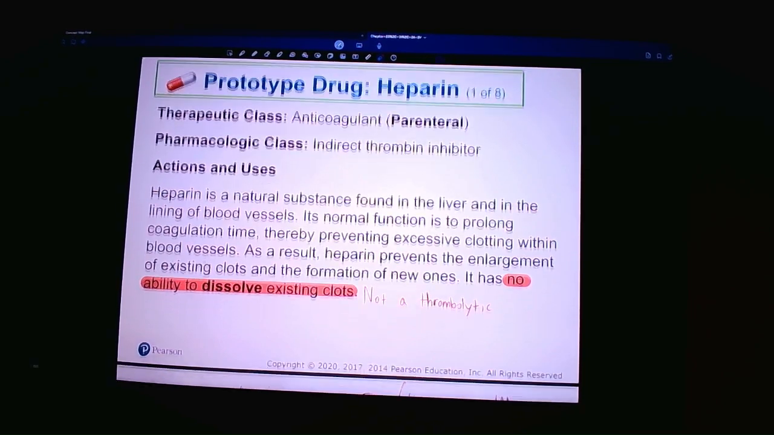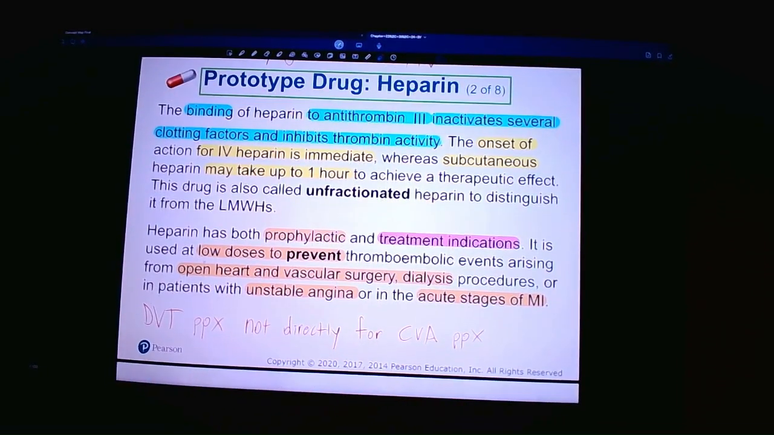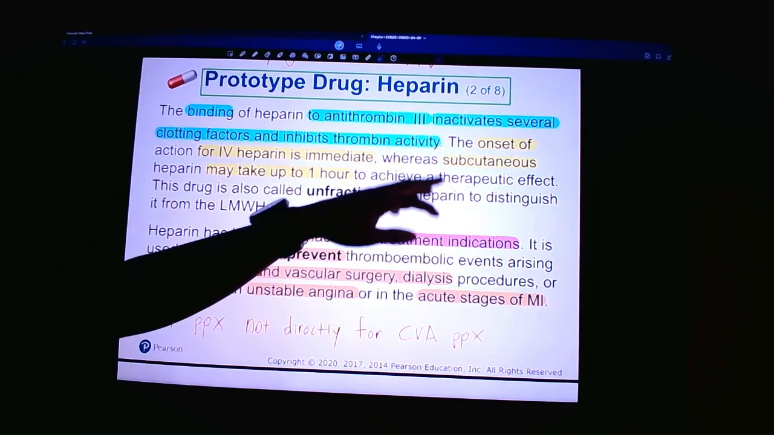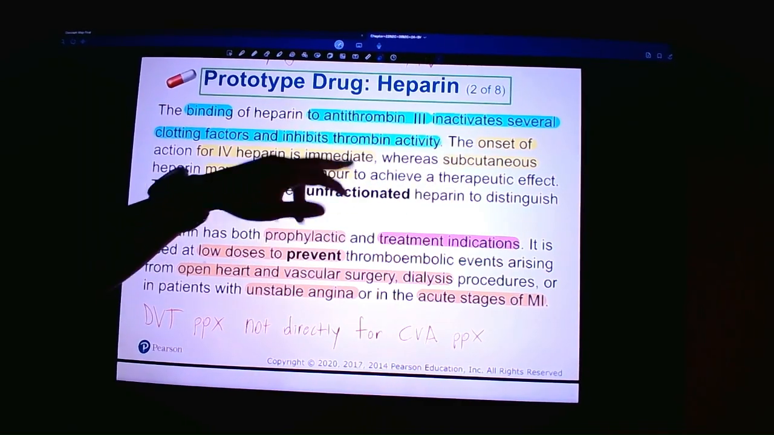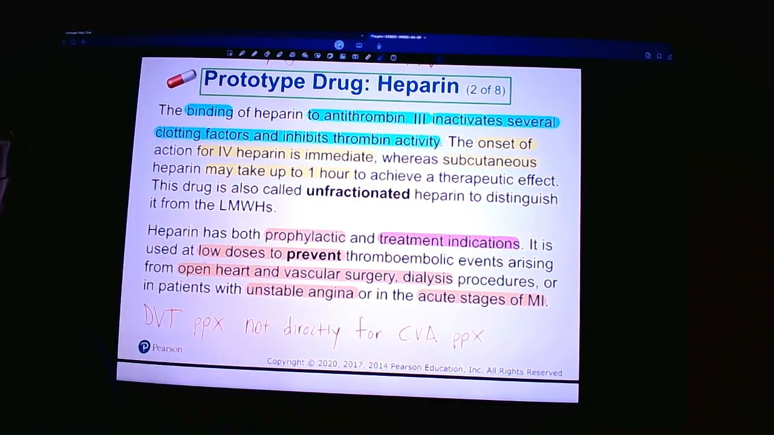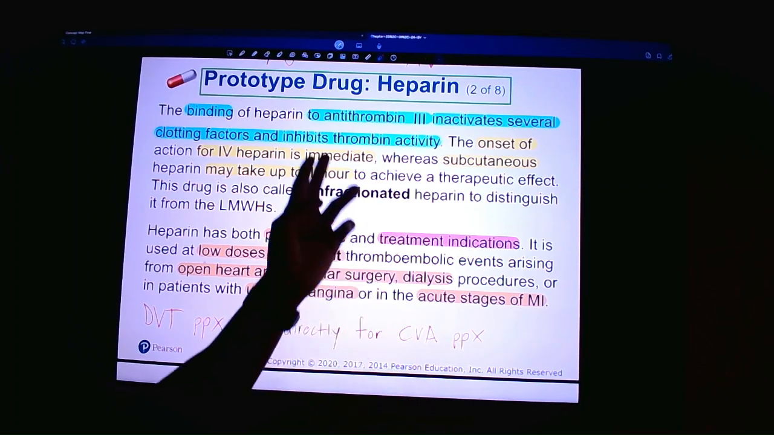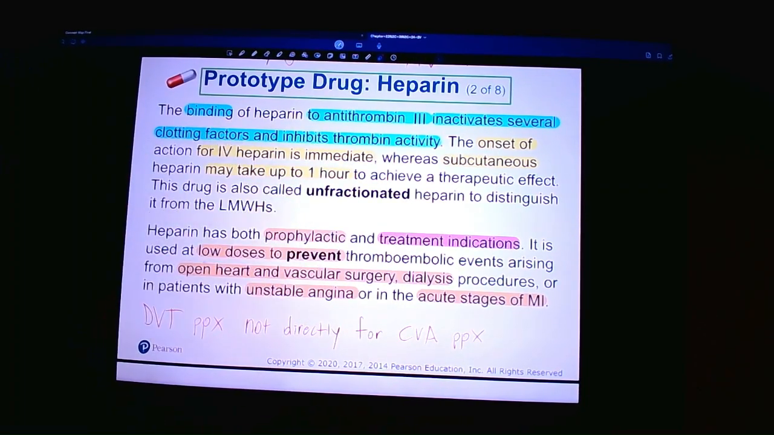We're going to move on to the next thing, right? Here it is. Binding to antithrombin 3 activates it, and it inactivates clotting. You can break the word down: anti being against, thrombin being clotting, so you're preventing clotting from occurring by shutting off so many different factors.